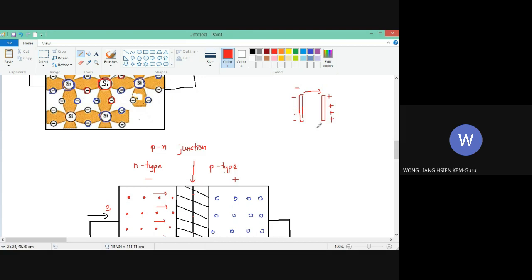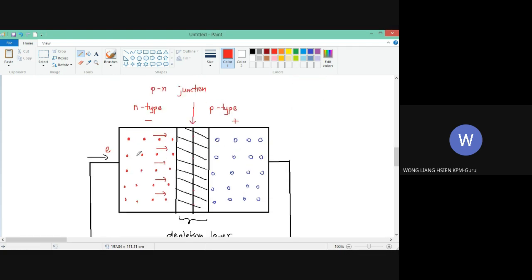However, what I want to stress here is that it is similar to a potential difference between these two metal plates, because one side is negatively charged and one side is positively charged. So you see, it is similar. This side is negatively charged, this side is positively charged. So there is a voltage. There's a potential difference, so there is voltage across the depletion layer, or across the PN junction. This voltage we call the junction voltage.